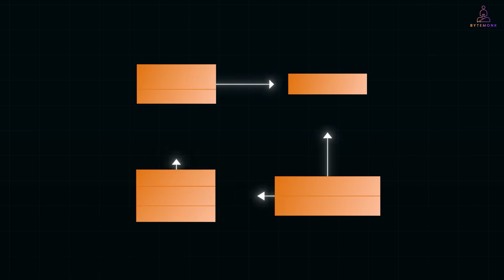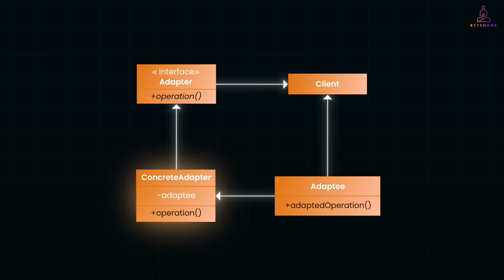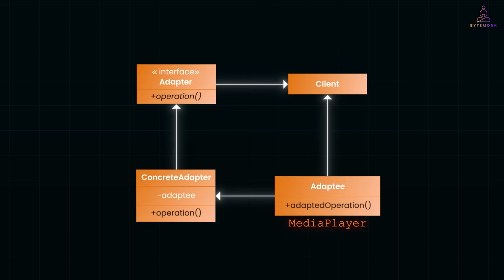So here on the right we have the adaptee. That's our legacy class with an incompatible interface. On the left, the adapter implements the interface that the client expects. In this case, something like MediaPlayer. The concrete adapter wraps the adaptee and translates calls from the new interface to the old one. The client works only with the adapter interface. It has no idea the adaptee even exists. And this setup lets you connect systems without rewriting or tightly coupling code.